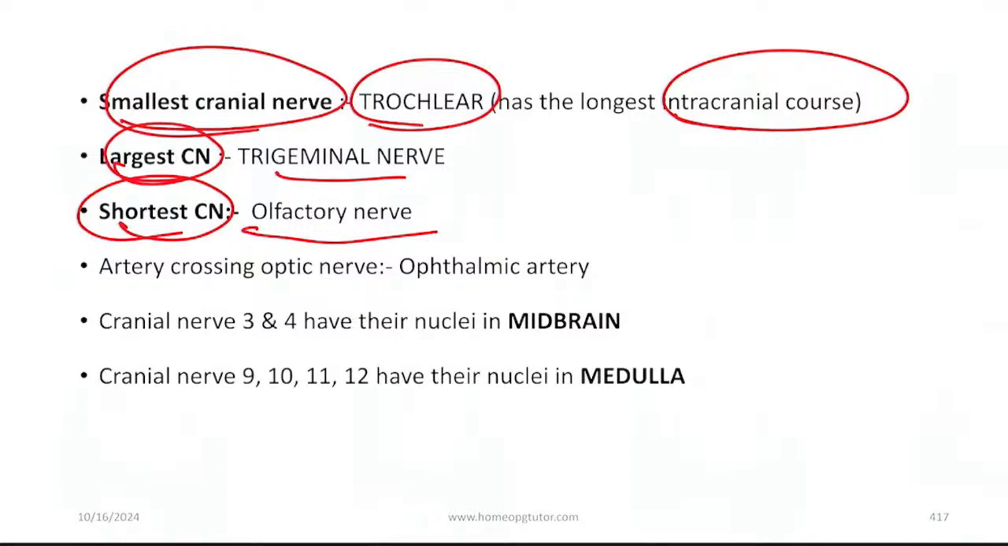Remember one more thing about crossing over: the artery that crosses the optic nerve is the ophthalmic artery. Cranial nerves 3 and 4 have their nuclei in the midbrain. Then 9, 10, 11 and 12 have their nuclei in the medulla, and all the other nerves have their nuclei in the pons. So 3 and 4 in the midbrain, 9, 10, 11, 12 in the medulla.